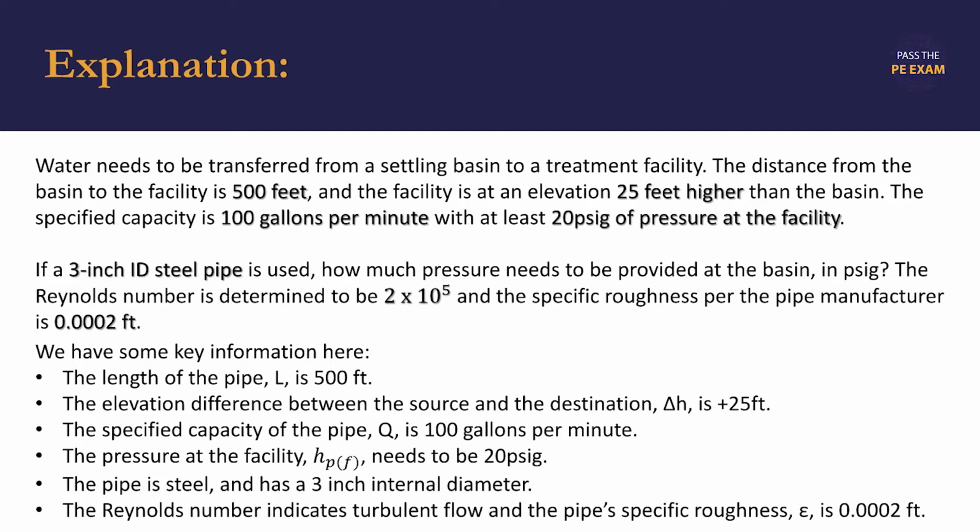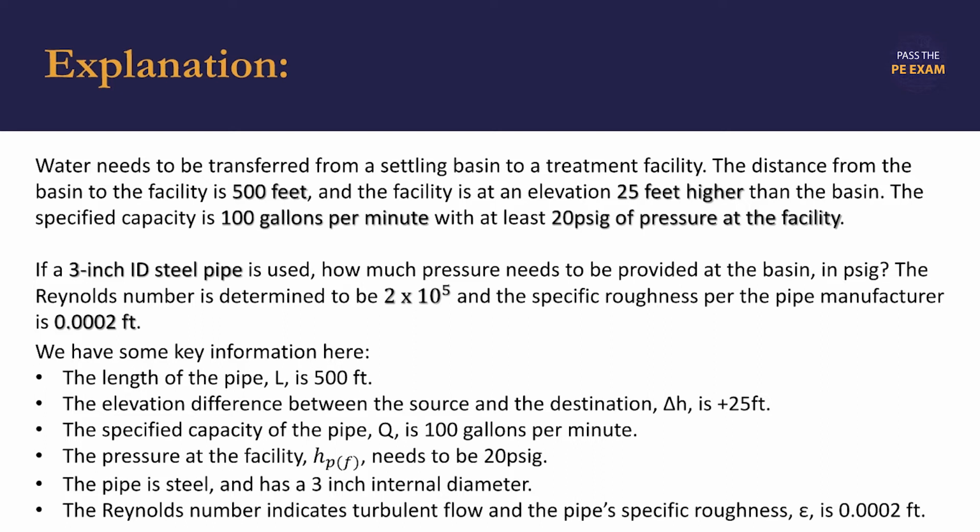The pipe-specific roughness, lowercase epsilon, is 0.0002 feet. We're given this in the problem statement, but if we were not given this information, we would have to use the PE Handbook to look up the table for specific roughness and find what that typical value is for steel pipe and use that as our assumed value. But since it's given to us, we don't need to do that.